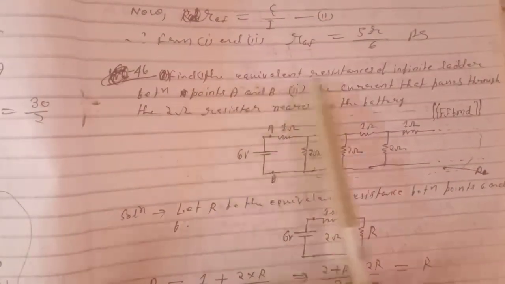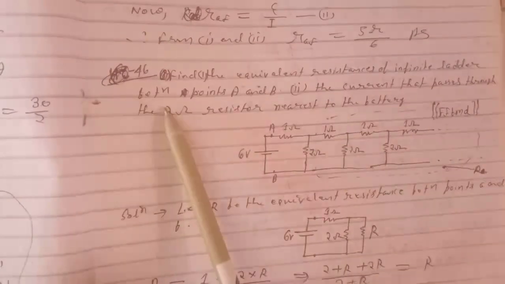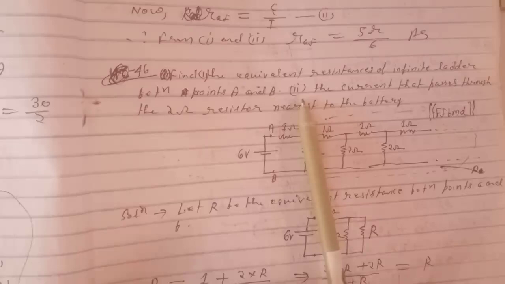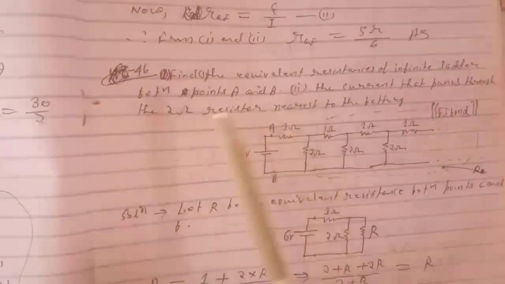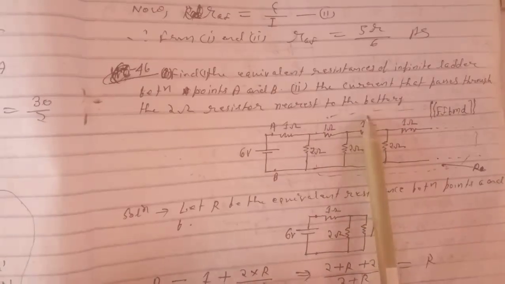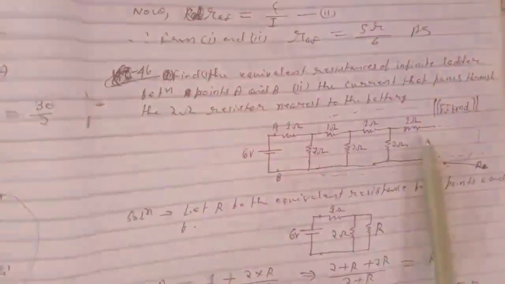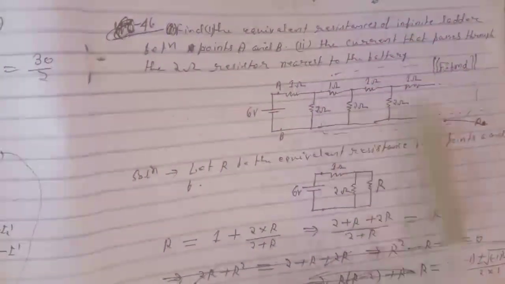Find one, the equivalent resistance of the infinite ladder between points A and B. Second, the current that passes through the 2 ohm resistor nearest to the battery. The circuit diagram is shown in the figure. This is an infinite ladder of resistance.